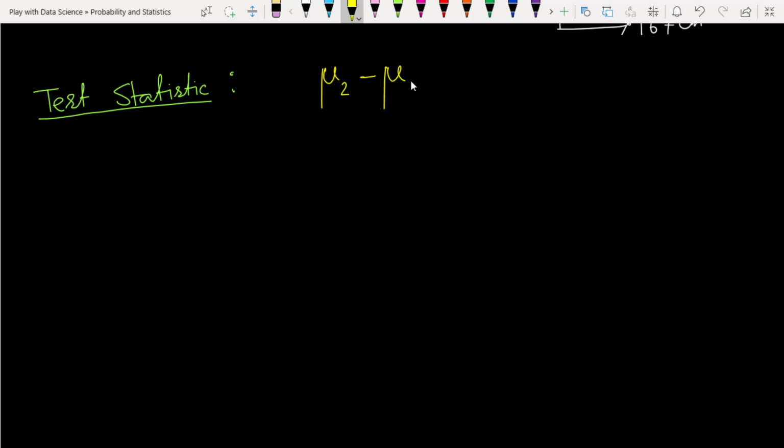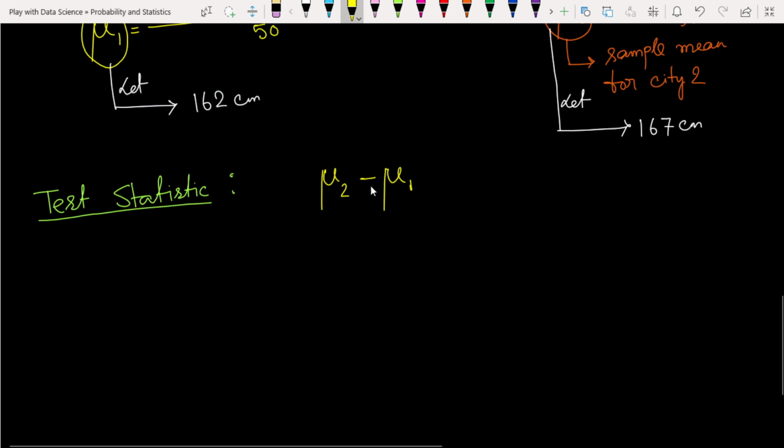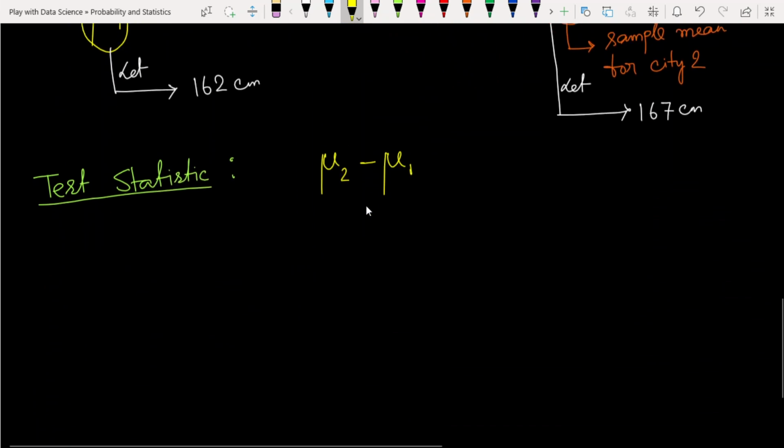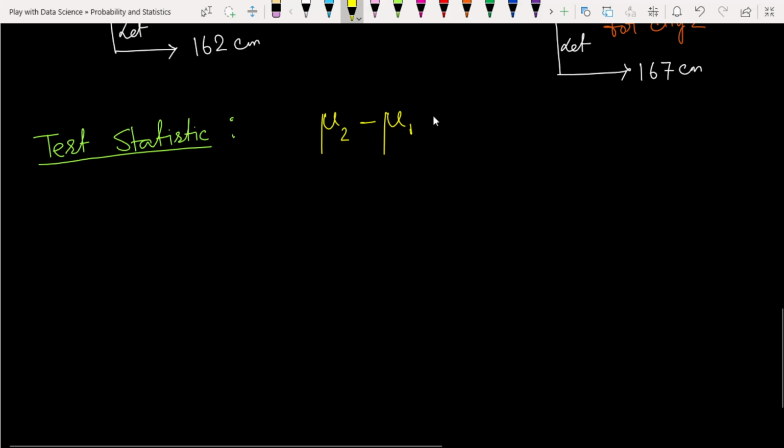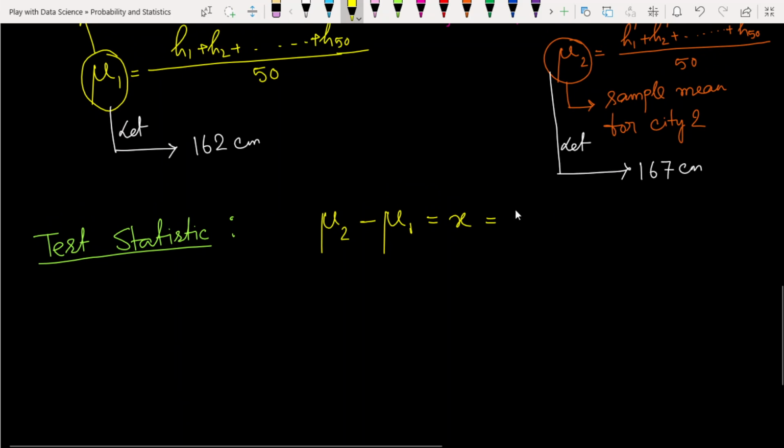If you are interested, you can easily calculate mu1 minus mu2, but for simplicity, instead of using the modulus sign, just take mu2 minus mu1. This mu2 is the sample mean, the difference of the sample mean to the observed value. Suppose we take this value to be x. So for this example, what will we get?